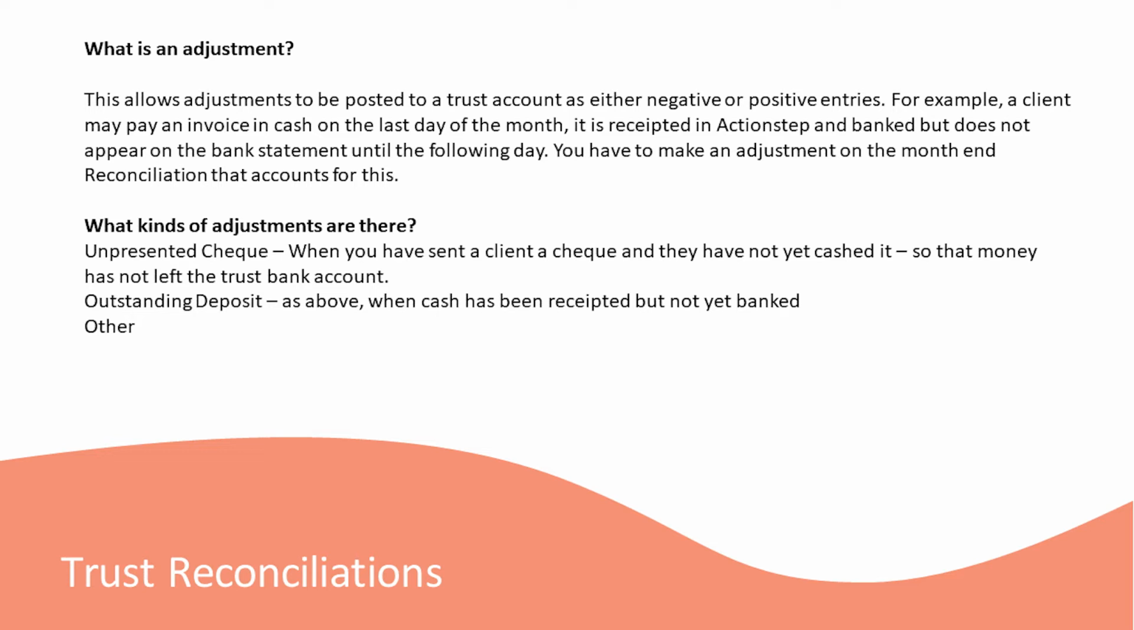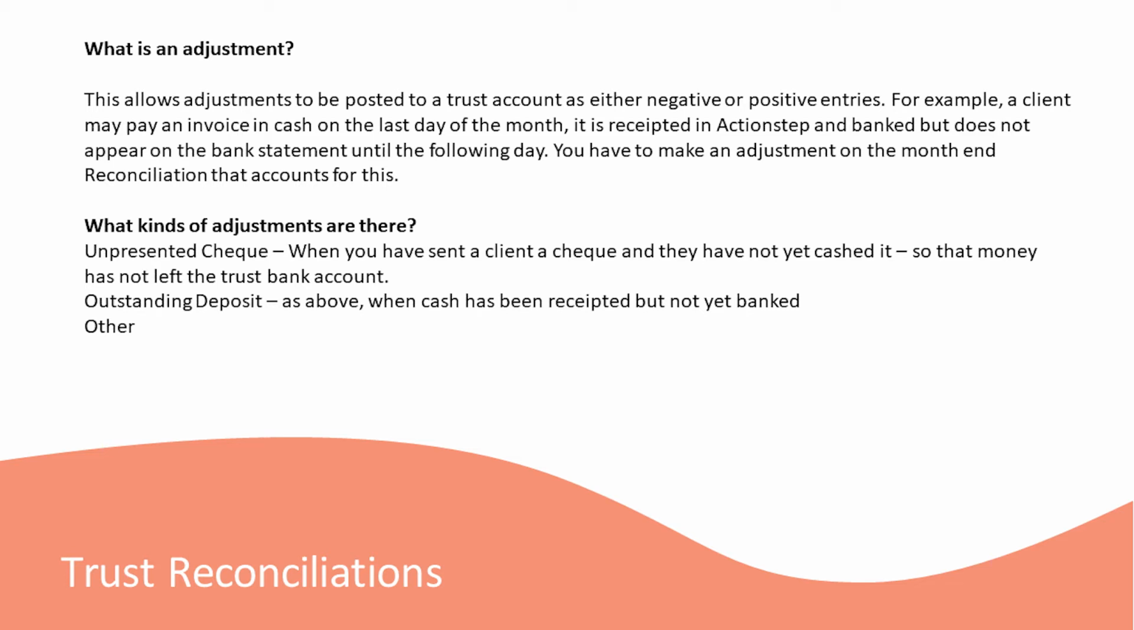So what we do there, we don't change the deposit in Actionstep because it is the date that we received the cash. What we do is we do an adjustment, and that adjustment shows that we're waiting for that cash to appear on our bank statement.